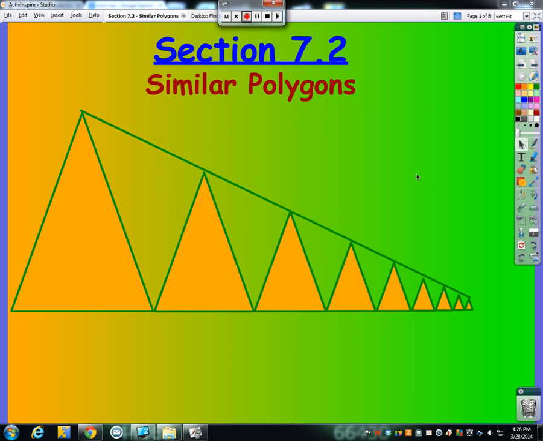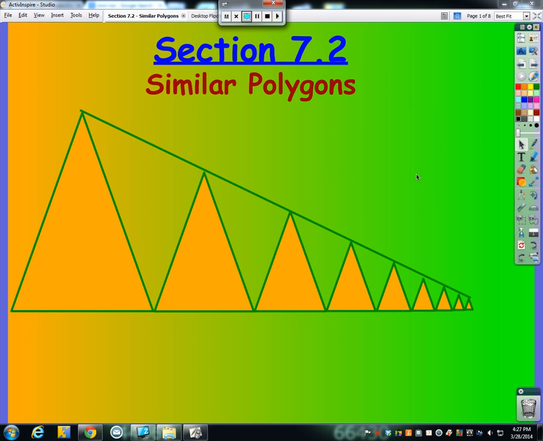Video 1 of our next chapter, we will be focusing on similar shapes. Earlier we talked about congruent shapes, which meant that two shapes were exactly the same size. Similar just means what you think it probably means, that they are very similar to each other, but they might have some slightly different characteristics.